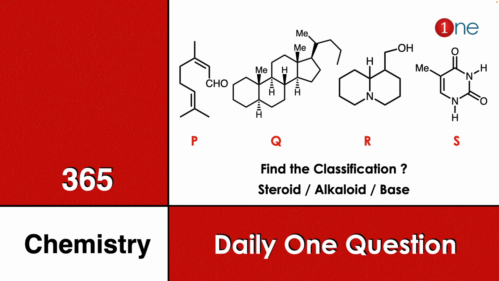Here four different compounds are given. P is an acyclic open chain compound with aldehyde and alkene, and Q is a continuous cyclic ring system with side chain methyl and hydrogen, which are stereochemically specified. R is a continuous ring system with nitrogen in the middle. S is a heterocyclic system with ketone, alkene and nitrogen.